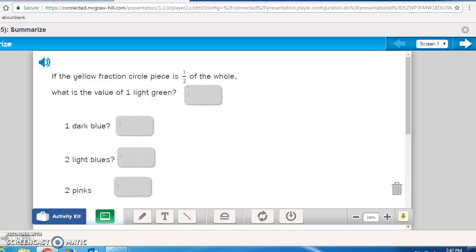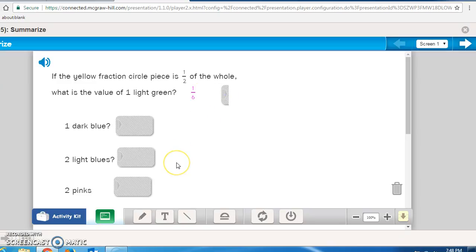Please make sure you have your fraction circle pieces out at this time so that you can do this activity with ease. I will read this to you aloud as you read it silently to yourself. It says, if the yellow fraction circle piece is a half of the whole, what is the value of one light green? Well, let's see. If the yellow fraction circle piece is half of the whole, then what's the value if I would put one light green within that half of the whole? It would equal 1/6.